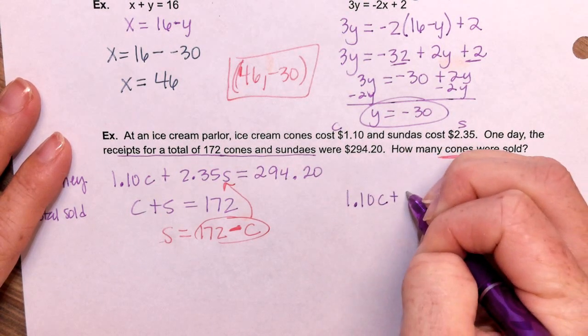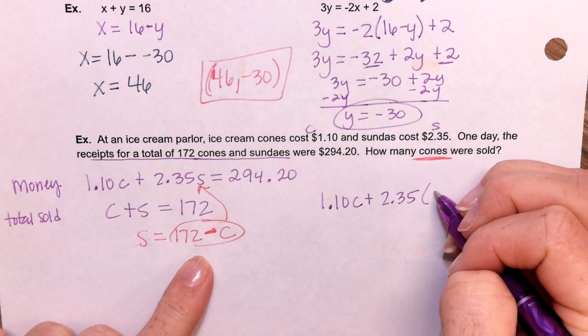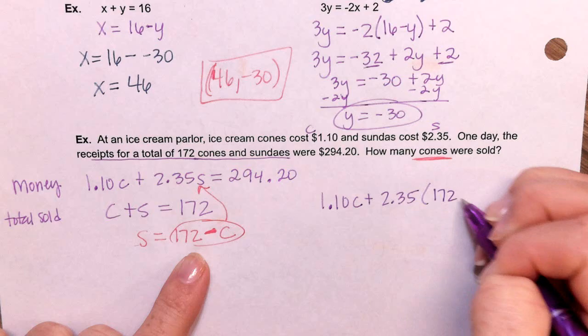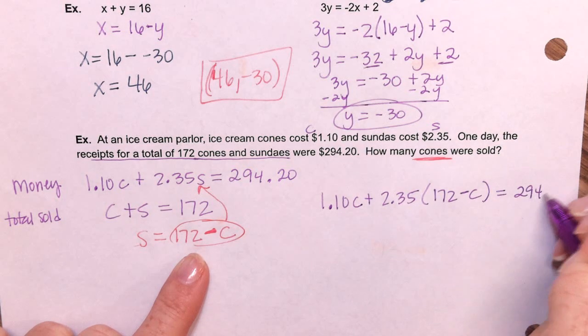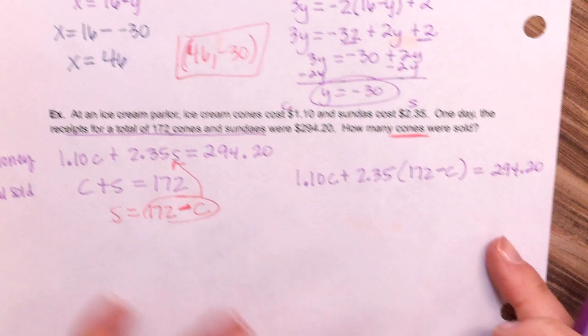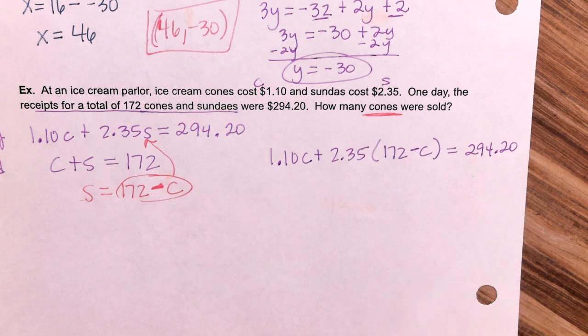All right, so here we go. 1.10C plus 2.35, open parentheses. What am I plugging in? 172 minus C. Equals 294.20. Could I plug this in my calculator and let the calculator do it? Y'all want to do that? Okay, just for a refresher on how to use the calculator.